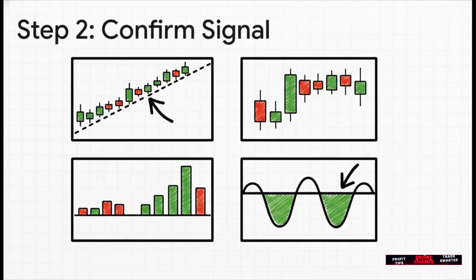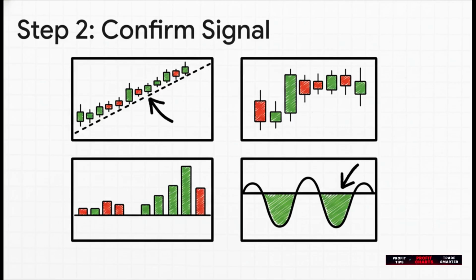Now for the most important step of all, confirmation. See, a divergence by itself is just a hint. Entering a trade on just that hint is basically gambling. We need to wait for the price itself to prove to us that a reversal is actually happening. And that proof can come in a few different forms, like you see here.